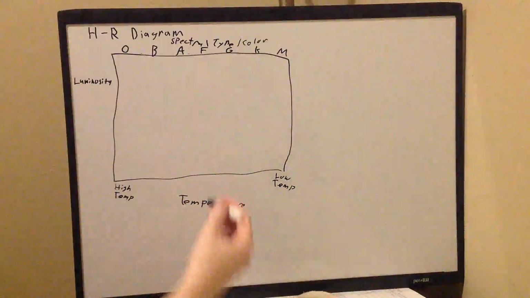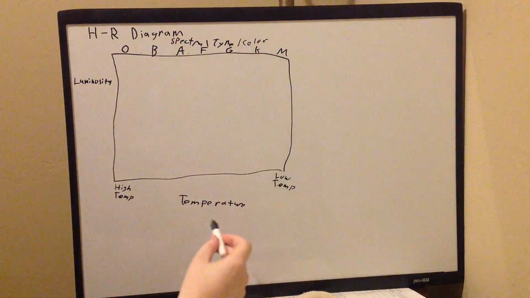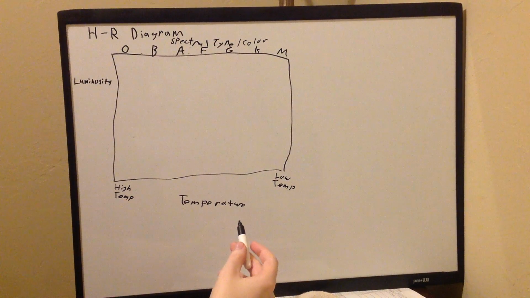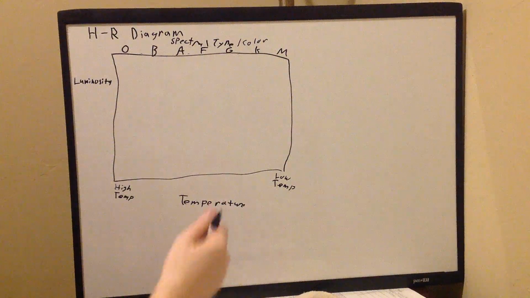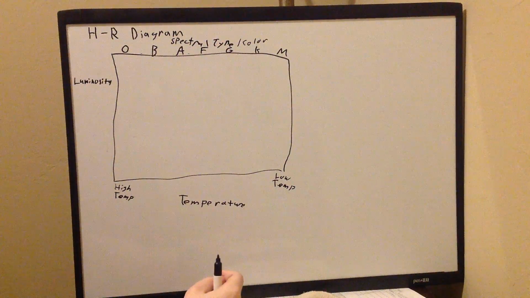And these are like the same axis. These values, spectral type, color, temperature, they're equivalent to each other for these stars. So, they're basically interchangeable. You can make a Hertzsprung-Russell diagram that has any of them as the x-axis.